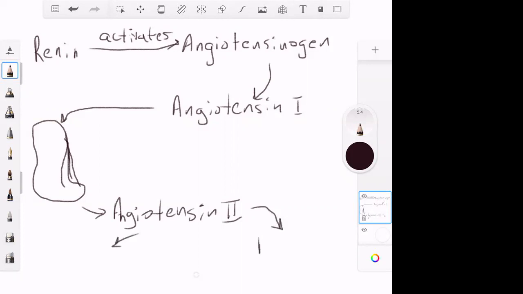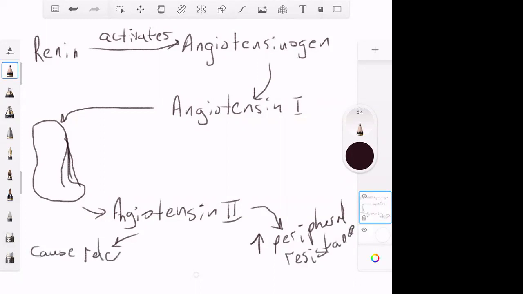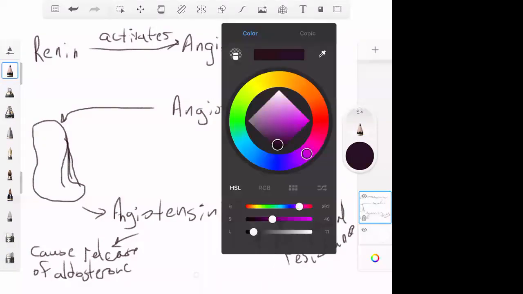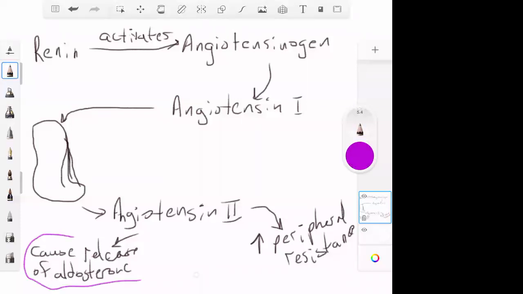First, it is going to increase peripheral resistance. And then second, it's going to cause release of aldosterone, which, as I said, is going to cause sodium reabsorption, cause water to come in, and increase the blood volume. So both of these two things are increasing blood pressure.